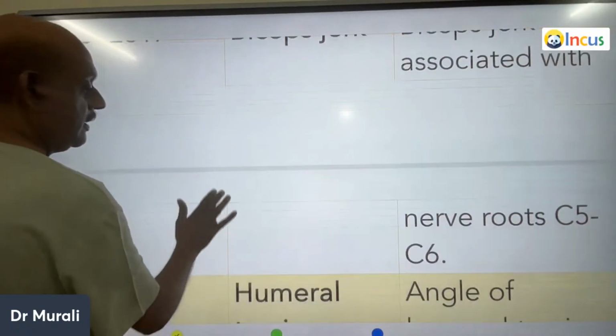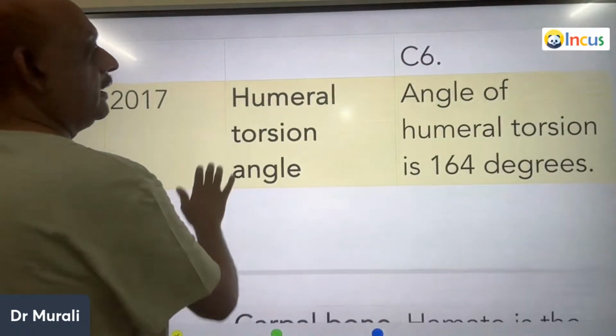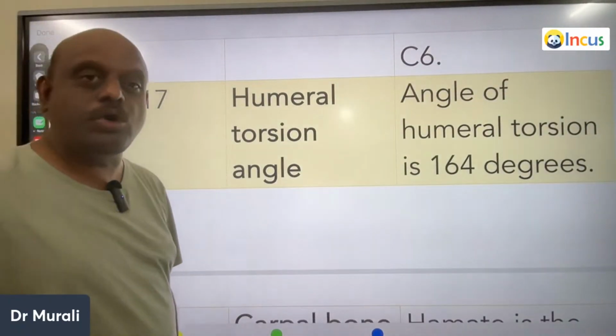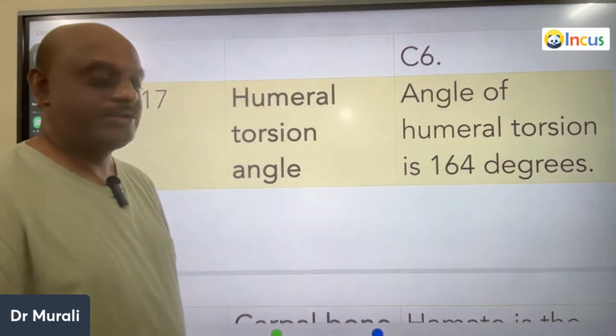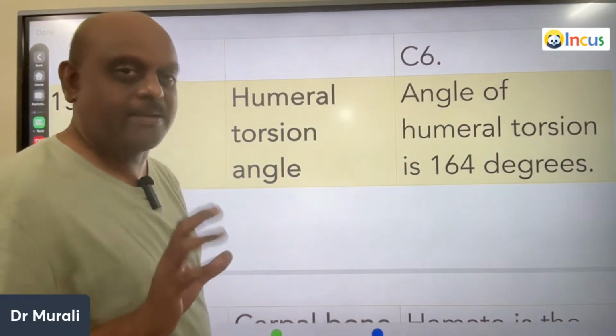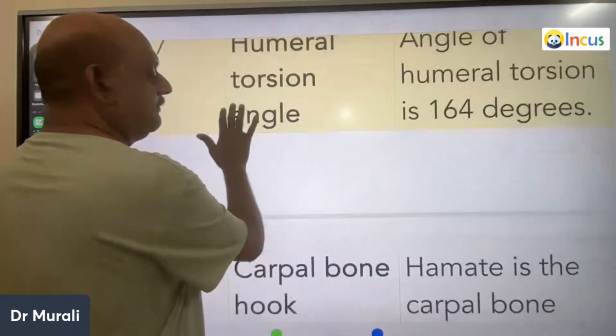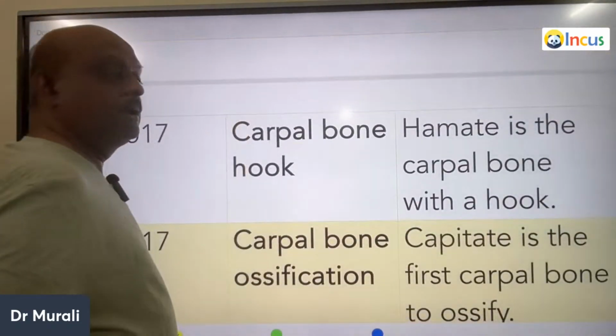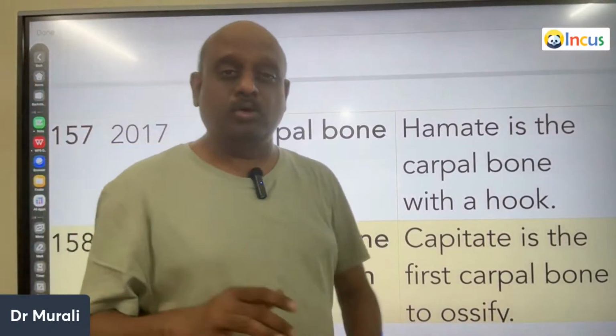Now, coming back, angle of the humeral torsion is how much? You should know these are all purely rote-learning items. 164 degrees. Which is the carpal bone?